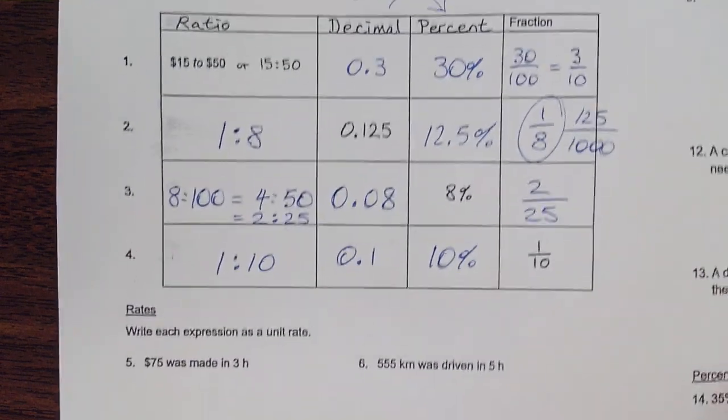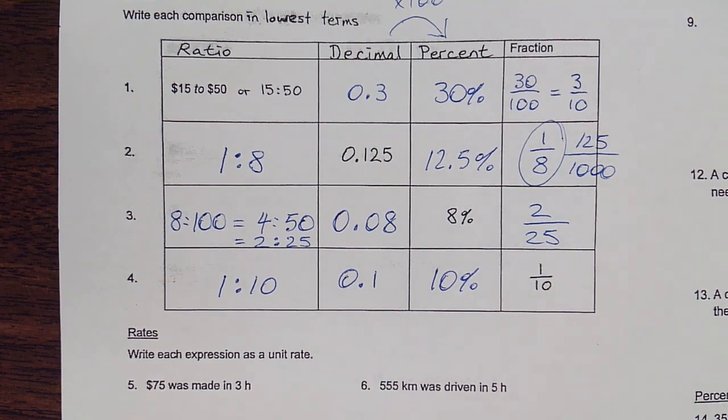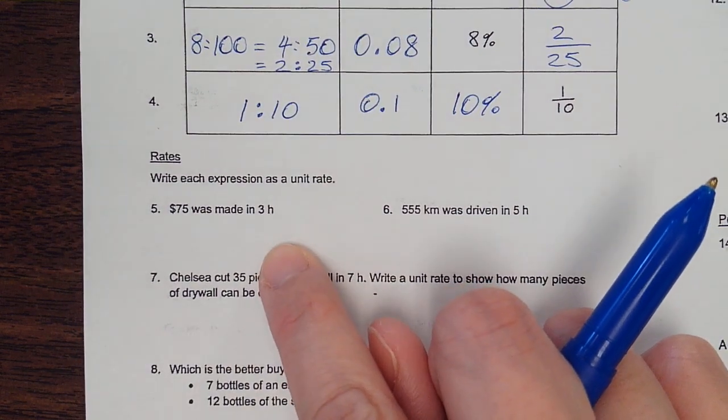Okay. How many of you got all this correct? This chart, the whole chart. Okay, good. If you got this whole chart correct, you are guaranteed at least, I think, 5 marks on the test. Okay. Next.